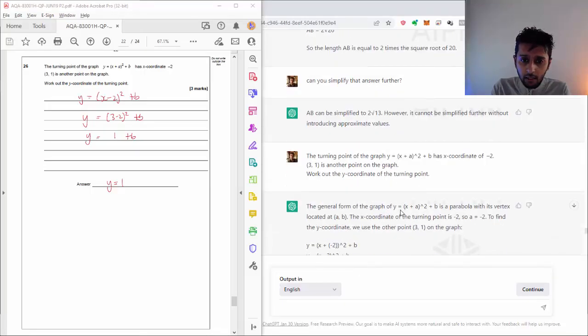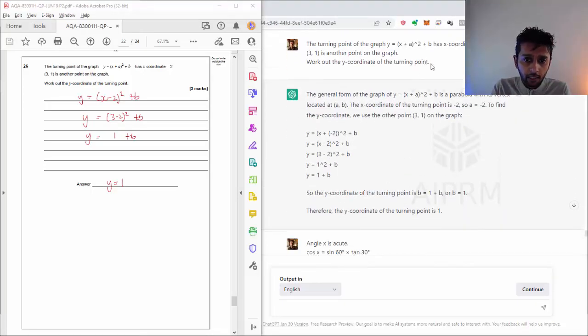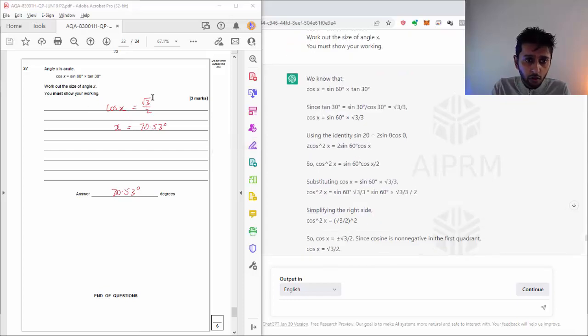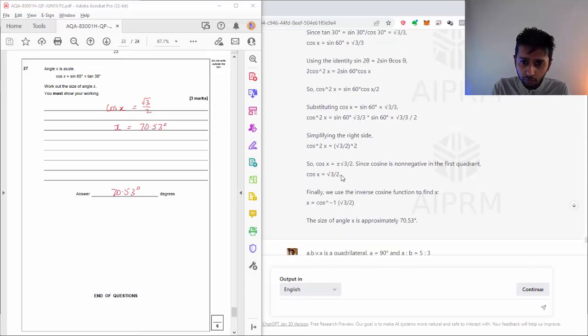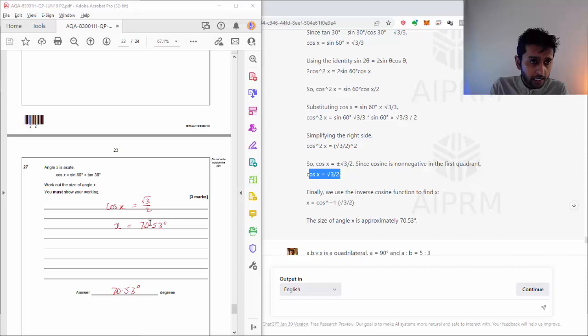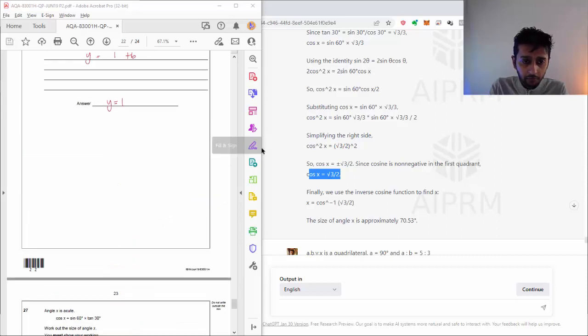Question 26. So I've just copied that in, and it's told me that the y coordinate of the turning point is 1, which is the y coordinate of this. So I think this is wrong, but I've copied out the working out, and we'll see. Number 27, it's got cos x is equal to root 3 over 2. x is equal to 70.53, which doesn't seem right, but I've copied that in there. And that's the end of the paper. So now we need to go and mark it and see how well ChatGPT does.